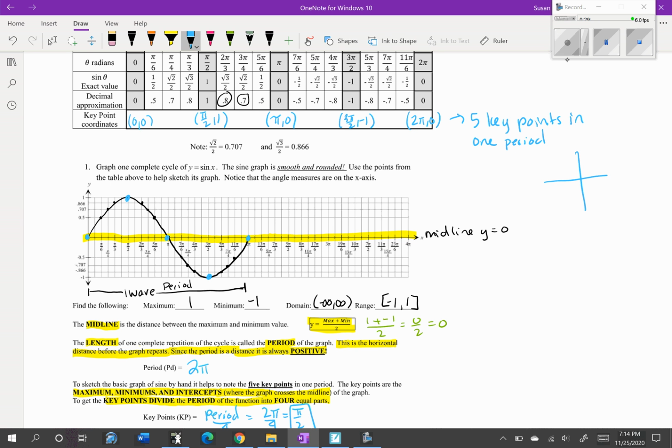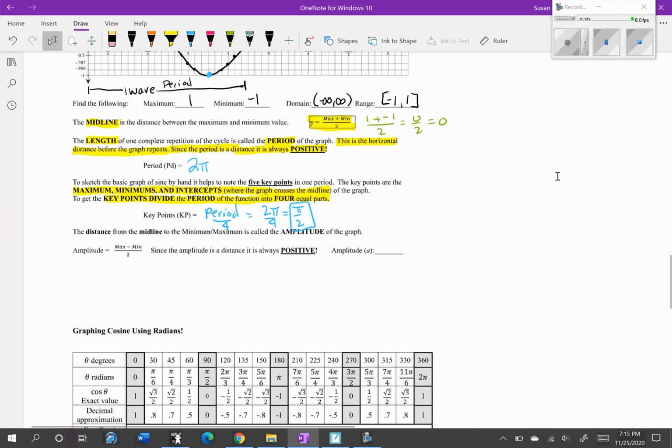So again, the key points, if you think about the circle, so here, here, here, and here. So where the graph crosses the midline and the maximum and the minimum of our graph. So we started off at 0 for sine, and then it was 1, 0, negative 1, 0. So back to the start. So that's why we have the 5 key points. But notice they're equidistant around. So we get that by dividing the period into 4 equal parts.